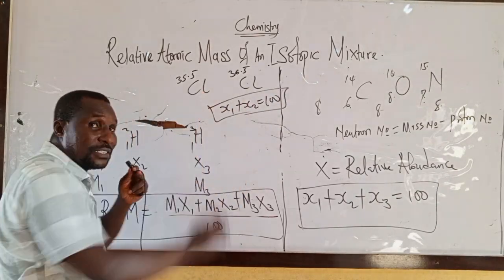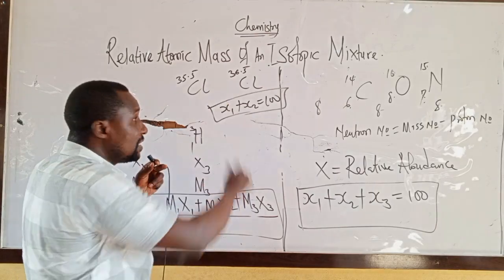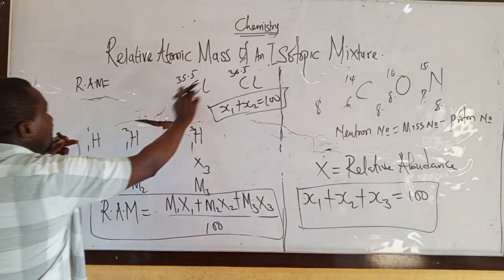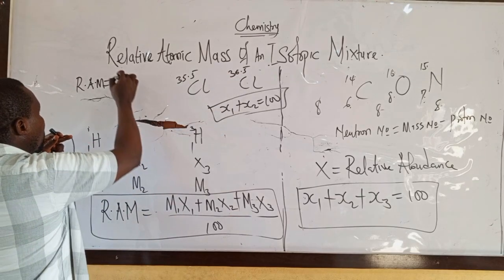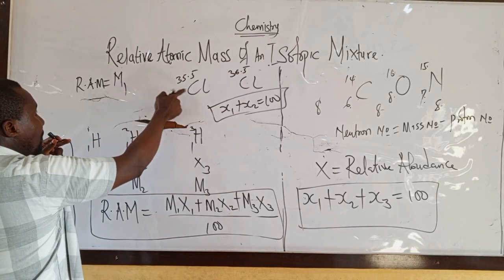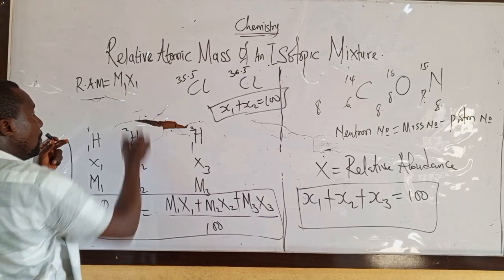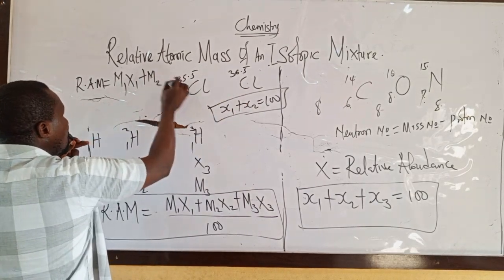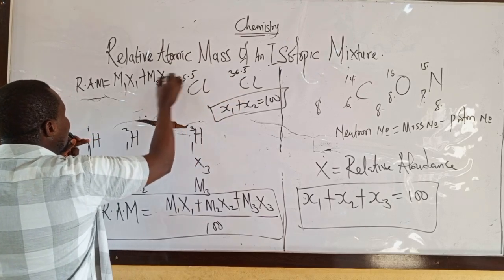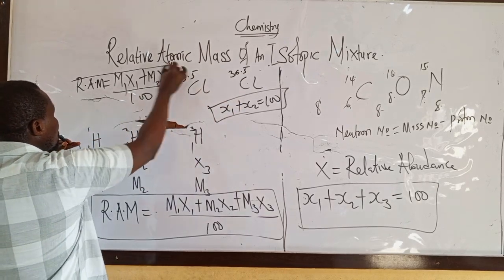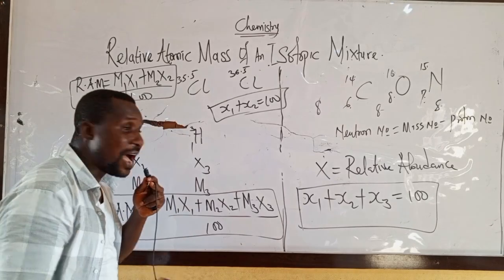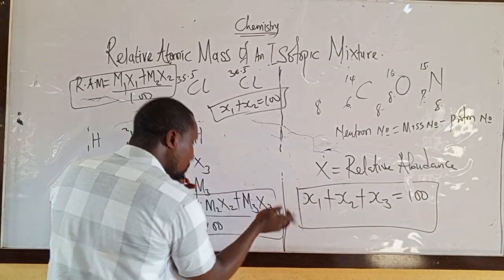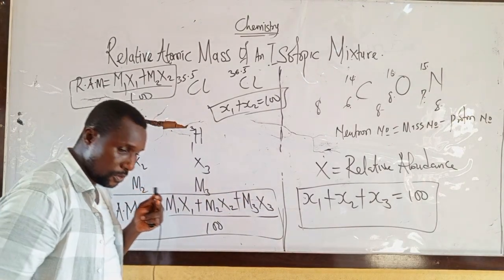Then for me to calculate the relative atomic mass of these two isotopes, it will be the mass of the first isotope, M1, multiplied by its relative abundance, plus the mass of the second isotope of chlorine, M2, multiplied by its relative abundance, X2, everything over 100. If you have 4 isotopes, it will be plus M4 times X4, everything over 100. Take note of that.